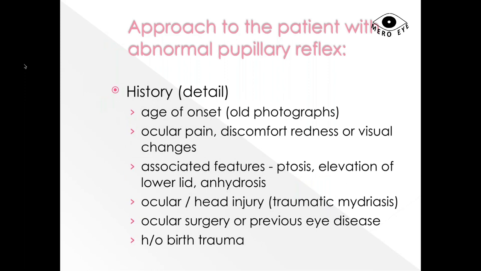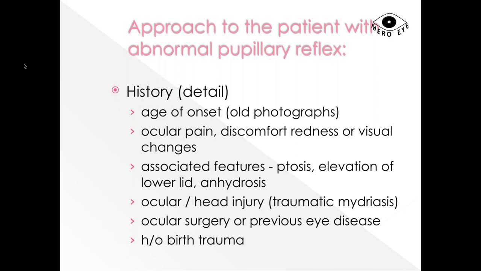Now, after enumerating the various abnormal reactions, let's briefly talk about how we are going to approach a patient with an abnormal pupillary reflex. History is always important. When a patient has come with an abnormal pupil, sometimes these are incidental findings. The patient may not have any symptoms at all, or just while applying some eye makeup, the patient might have noticed that one of the pupils was larger than the other, or some friends may have noticed, and they might not actually know the onset of the symptoms.